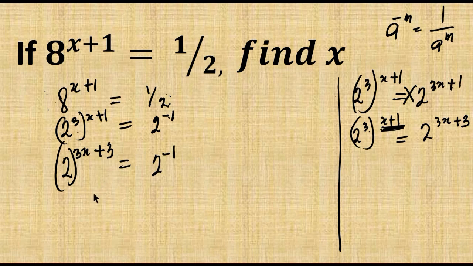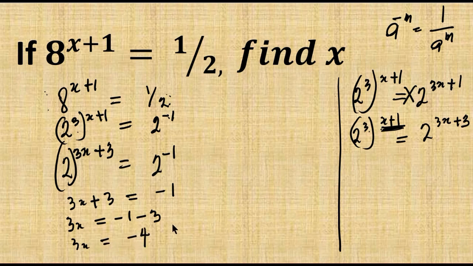Now, we can equate our powers so that 3x plus 3 will be the same thing as minus 1. Now my 3x, collecting like terms, will be the same thing as minus 1 minus 3. So that 3x will be the same thing as minus 4.